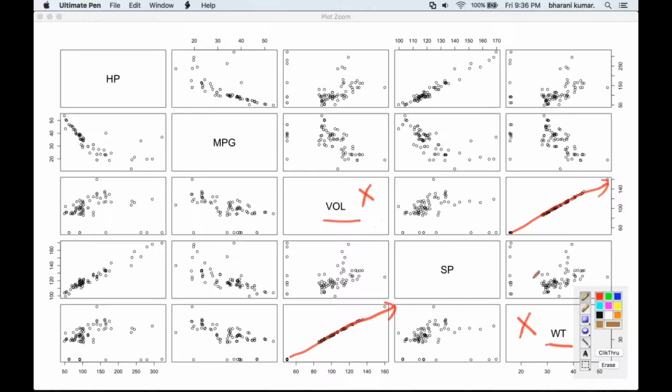And if two variables are capturing similar kind of information, then why do you want both? Why can't you have only one variable? Why do you want to make your analysis difficult by including another variable which is also capturing the similar kind of information which volume does?